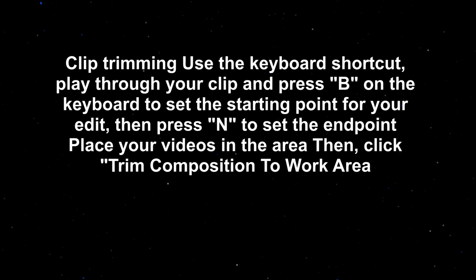Clip trimming. Use the keyboard shortcut. Play through your clip and press B on the keyboard to set the starting point for your edit. Then press N to set the end point. Place your videos in the area. Then, click Trim Composition to Work Area.